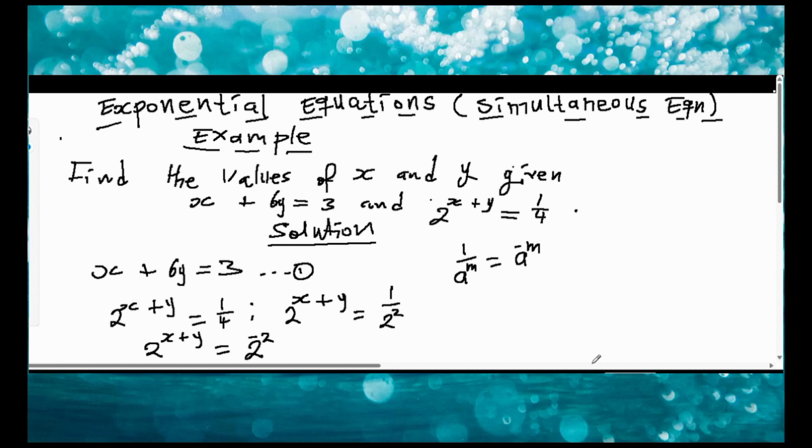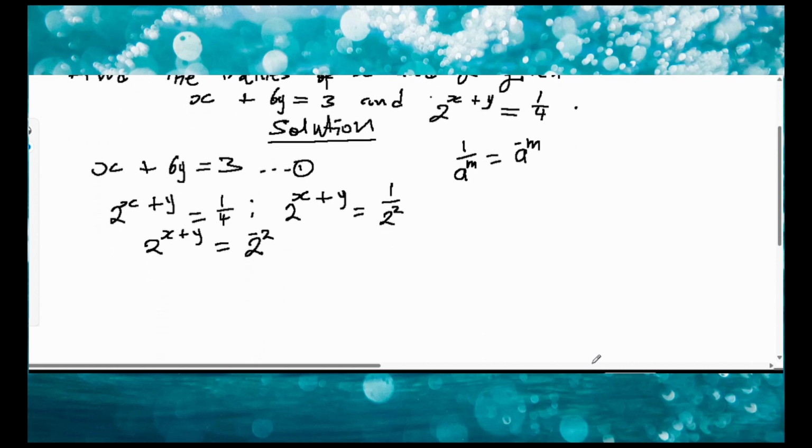And also, in solving exponential equations, it is known that when the bases are equal, then we can equate the exponents. Looking at this exponential equation, considering the left hand side, we have the base to be 2, and considering the right hand side, we have the base to be 2. Then since the bases are the same, we can say that x plus y is equal to minus 2, right? So we're going to equate our exponents.